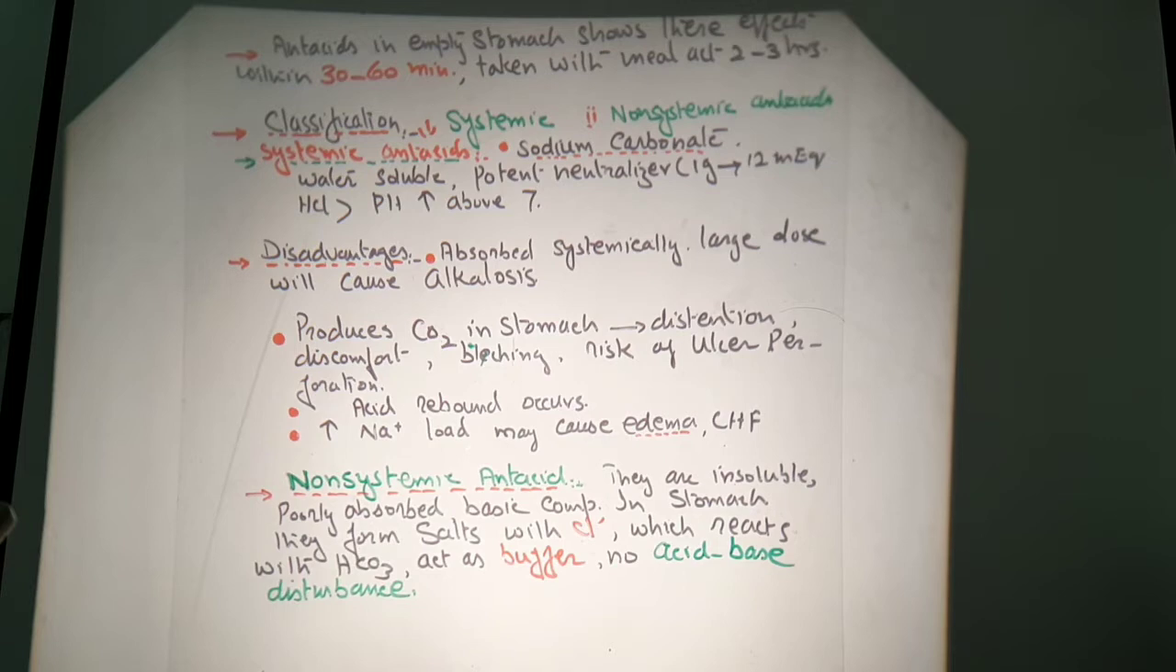So that's about the systemic antacids. Now coming to the non-systemic antacids. Non-systemic antacids are insoluble, poorly absorbed basic compounds. Because they are insoluble, they are poorly absorbed. In the stomach they form salts with chloride, which react with bicarbonate and act as a buffer. Now you know that buffers are those solutions which help to maintain the pH of the media.